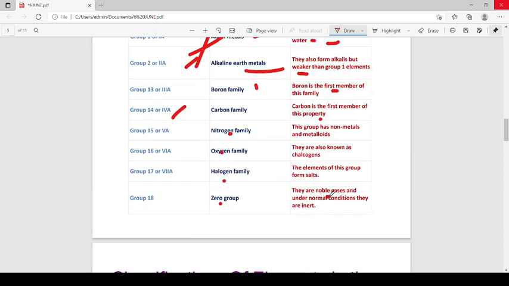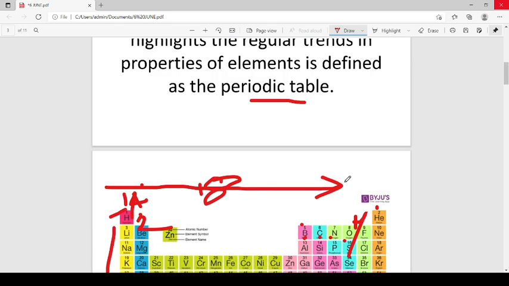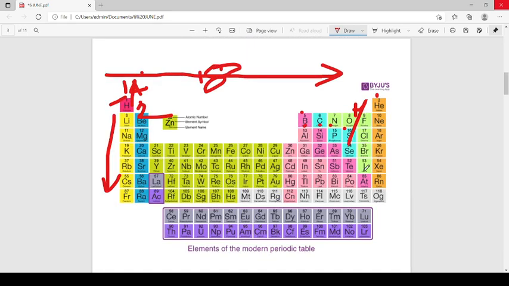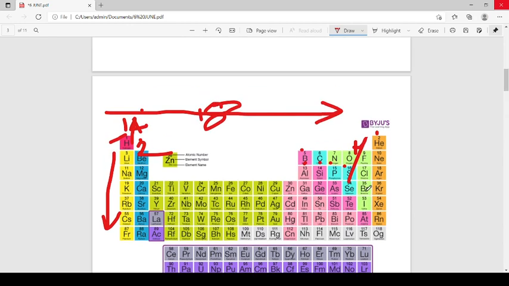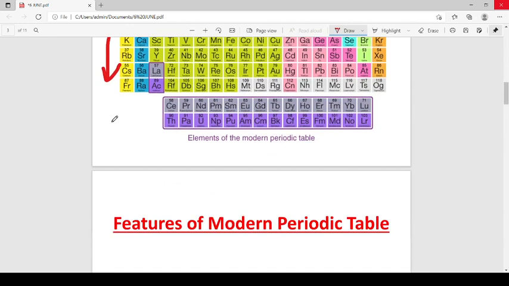The zero group are the noble gases, which under normal conditions are inert. The halogen family forms salts. You can see over here, they form salts: chlorine, bromine, iodine. So group 17 are the halogens.